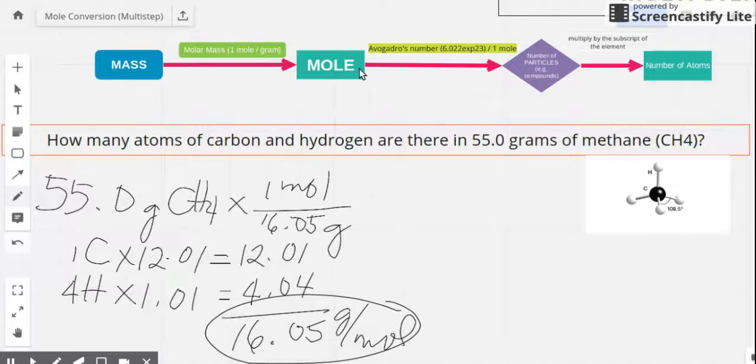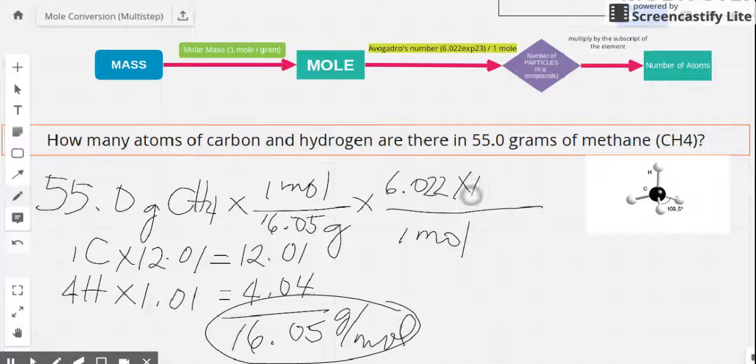Then the next step is Avogadro's number. We need to multiply it by Avogadro's number. What does Avogadro's number mean? That means in 1 mole of anything, it contains 6.022 times 10 to the power of 23. I put EXP here to emphasize that we need to use the EXP function in the calculator. So this is how we're going to do it. For every 1 mole, we put the 1 mole below because we need to cancel out the mole from the molar mass. And of course, our 6.022 times 10 to the power of 23.